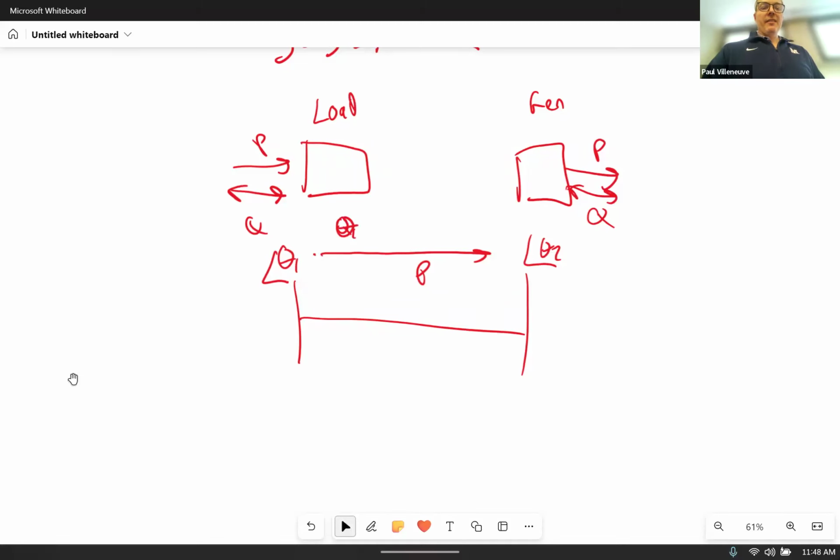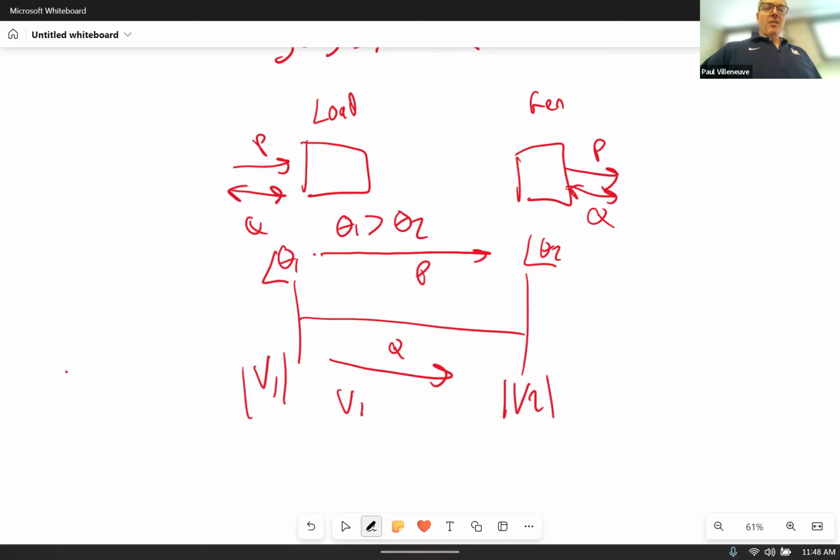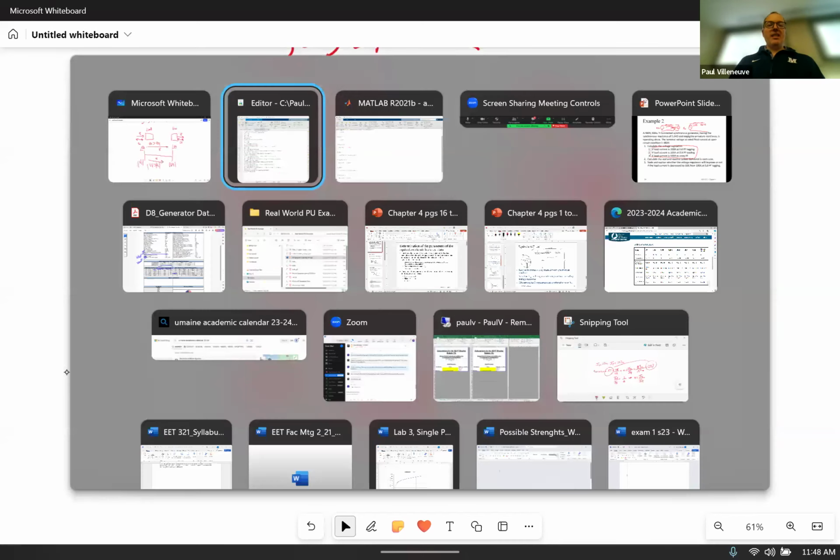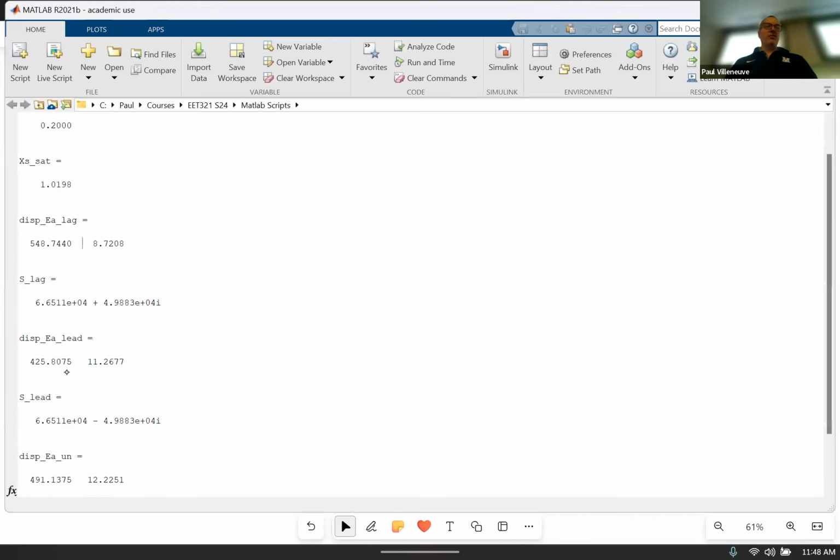If theta 1 is greater than theta 2, Q flows in this direction, but it's based on the magnitude of the voltage. So Q flows in this direction if the magnitude of V1 is greater than the magnitude of V2. That's typically how it is for systems with fairly high X over R ratios. And we can see that here, that our voltage dropped a lot. So it drops significantly.